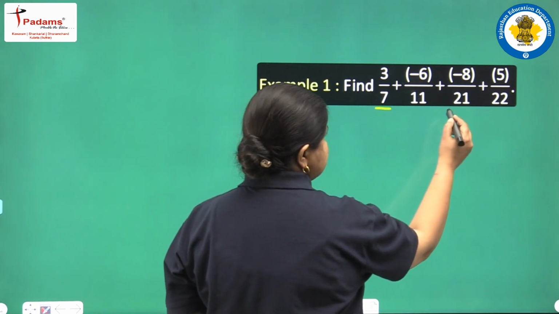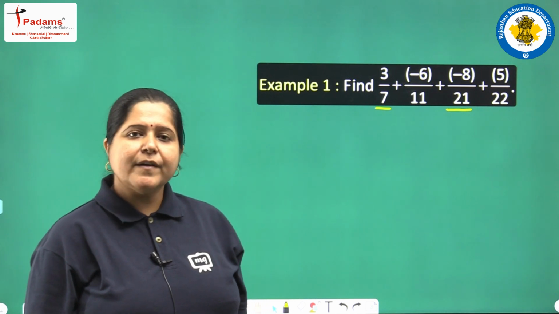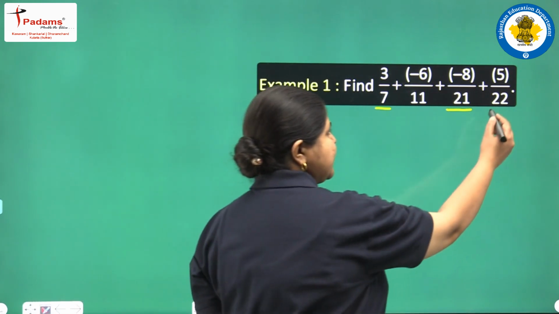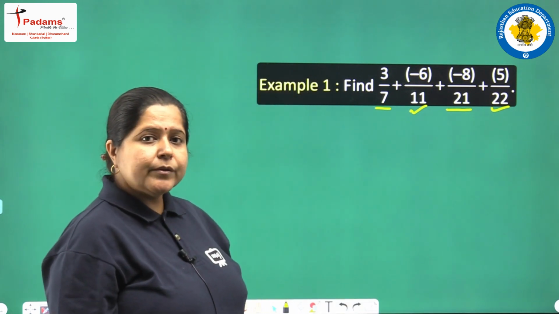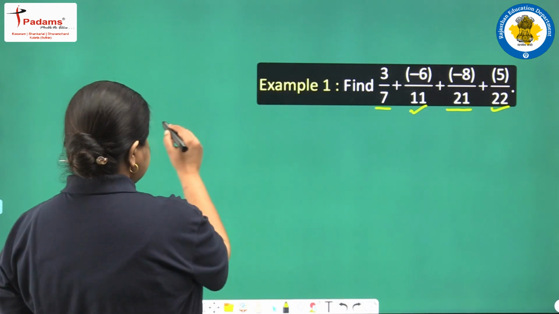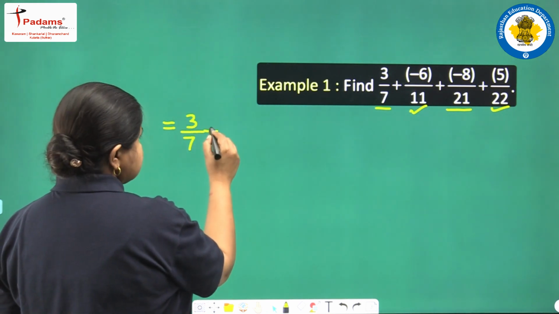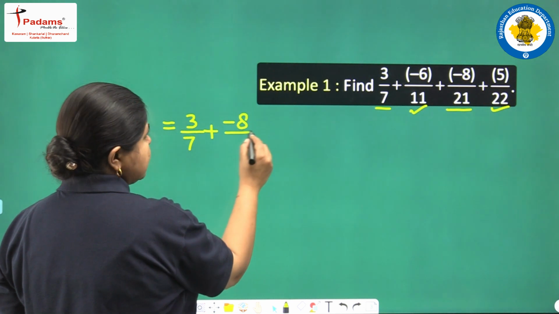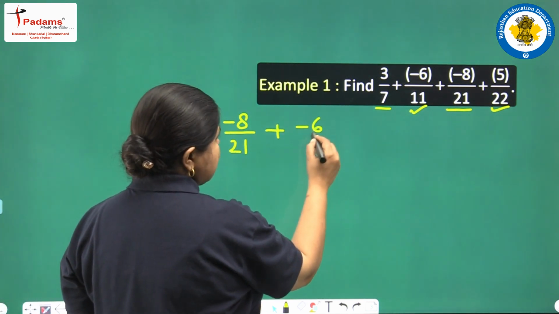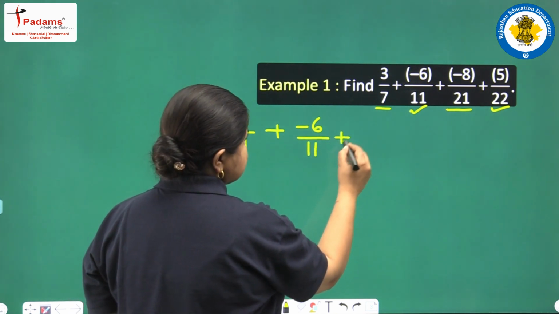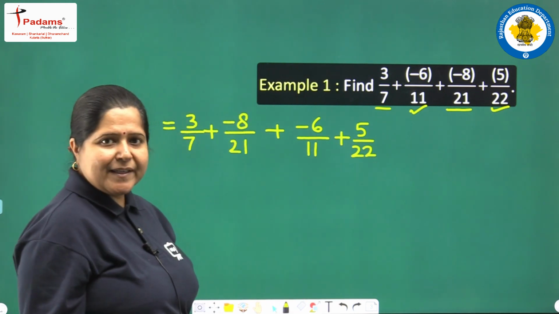Here 7 and 21, just have a look at it. 21 is a multiple of 7. Similarly, 22 is a multiple of 11. So we can do regrouping here. We can write it in this form: 3 by 7 plus minus 8 upon 21 plus minus 6 upon 11 plus 5 by 22. Which property has been used here?